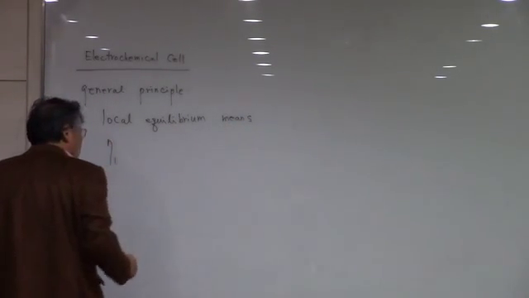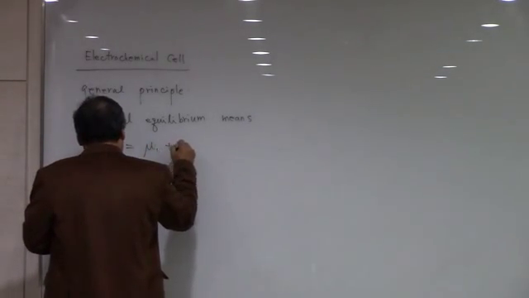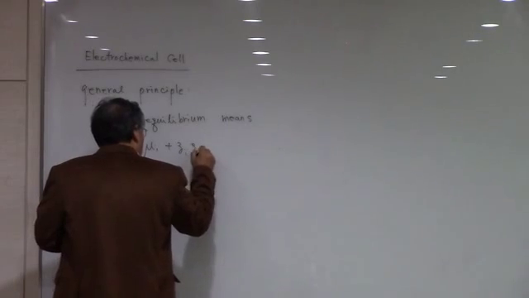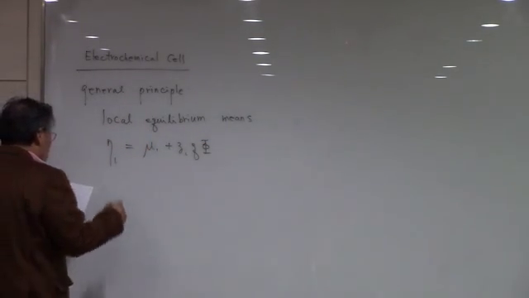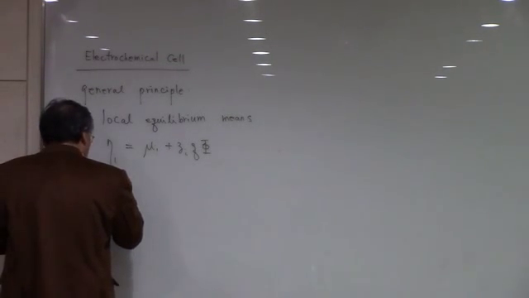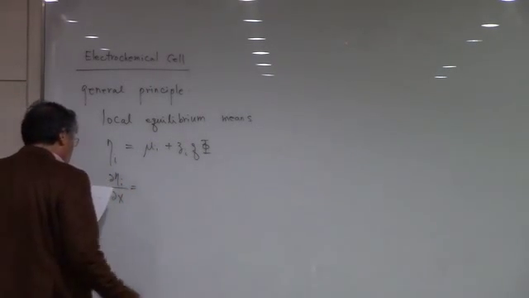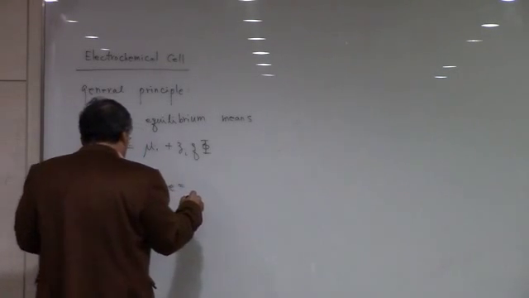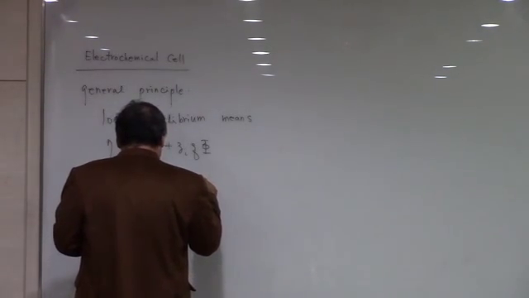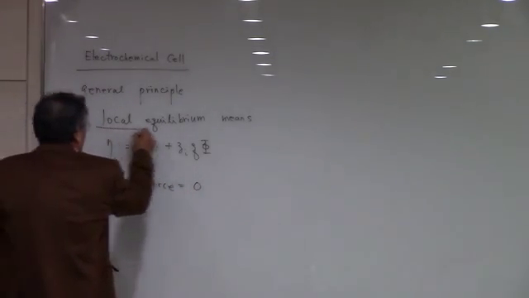Okay, eta, electrochemical potential is chemical potential and electrostatic potential. Summation of that, and then if you make a derivative of this potential, that is going to be the force, and this one should be zero. That is the local equilibrium, right?